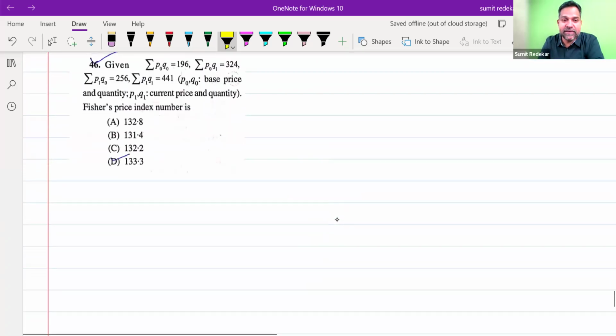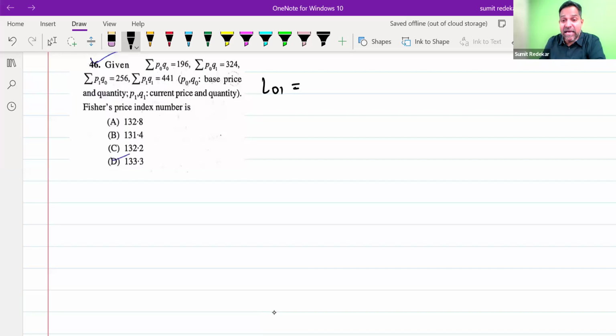Question number 46. They've given you the sums of P0Q0, P1Q0, P0Q1, P1Q1. They've given you all of it. What are they asking you? They're asking you Fisher's price index number. For Fisher's price index number, what I need to have with me is Laspeyres and Paasche's. Because Fisher's is nothing else but the geometric mean of Laspeyres and Paasche's.